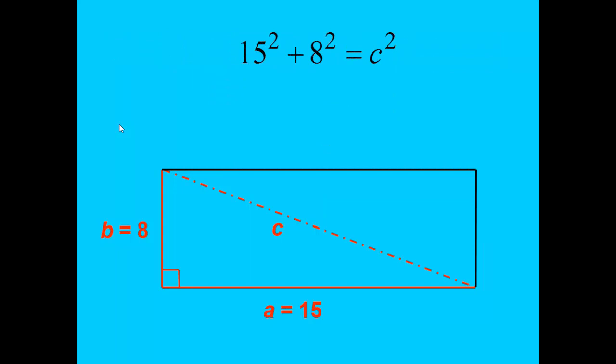So here we have the idea that one side is 8, one side is 15, and we do not know what c is. All we did was take these numbers and plug them into our equation. The Pythagorean theorem says a squared plus b squared equals c squared. I labeled a as 15, so we plugged 15 squared into the equation, and then I picked b as 8, and we plug 8 squared into the equation so that we have this opportunity to evaluate it.